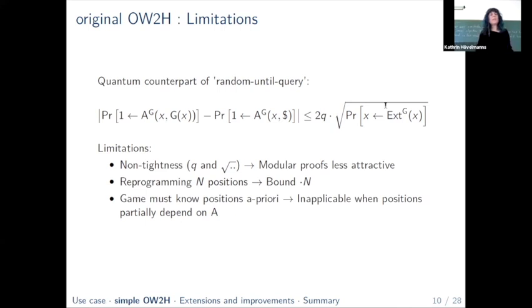And also we are only considering a situation in which we only do one reprogramming, meaning that if we are in a proof scenario where we want to reprogram many positions, then we have to add another bound for each instance of the reprogramming. And also the game must know the position to be reprogrammed a priori. By that I mean before starting the adversary A. So the result is not applicable to proof situations where the reprogramming might also depend on the interaction with an adversary, like, for example, in proofs for signatures.